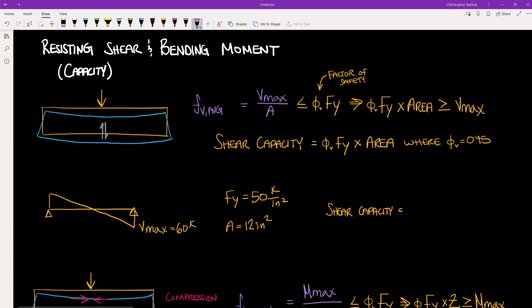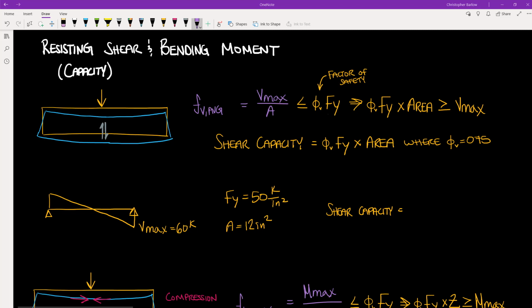Now that we have defined our demand loads and the subsequent stresses in our member, we can start to talk about how we resist these shear and bending moment forces. In other words, we can find the capacity that we need to design our member for. So let's start with shear.